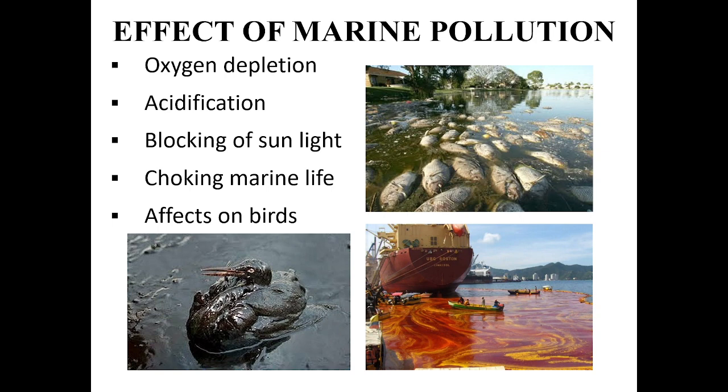Then, blocking of sunlight, which we have talked about, because of oil spillage and algal bloom. Along with that, it affects birds, and chokes marine life. So what it actually is, is the clogging of the gills of marine species. That can happen because of this oil. There are further impacts on commercially important marine species, reducing the market value of seafood.